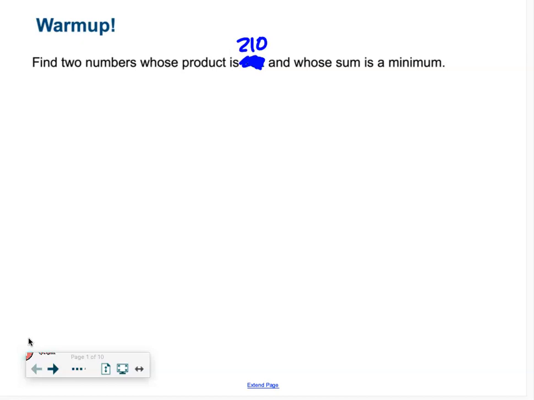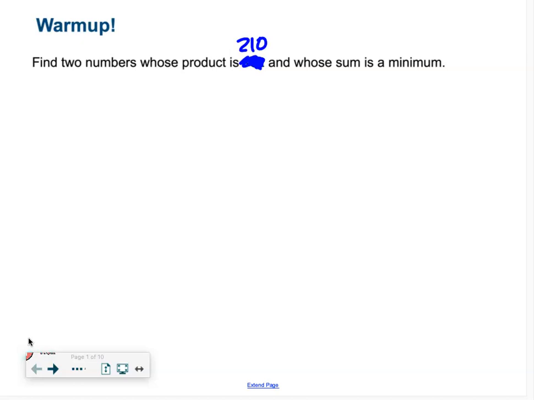let's see, what do I see? Is that a 10 and a 21? Okay, 10 and 21. Let's see. 14 and 15. Is 14 times 15 equal to 210? Yes. All right, 14 times 15. So those are slightly better than 10 and 21. 10 and 21 gives you a sum of 31. 14 and 15 gives you a sum of 29.